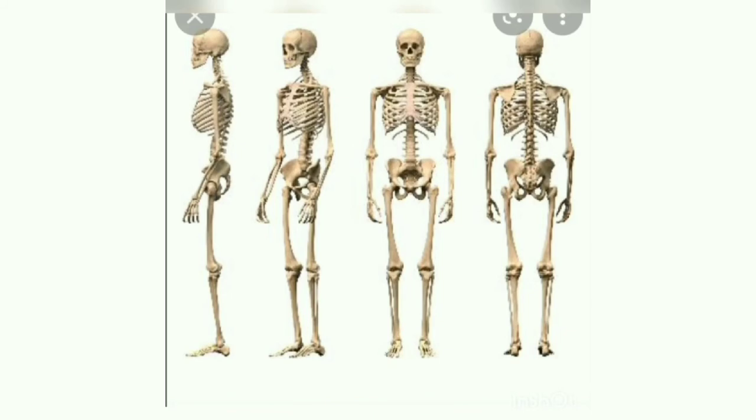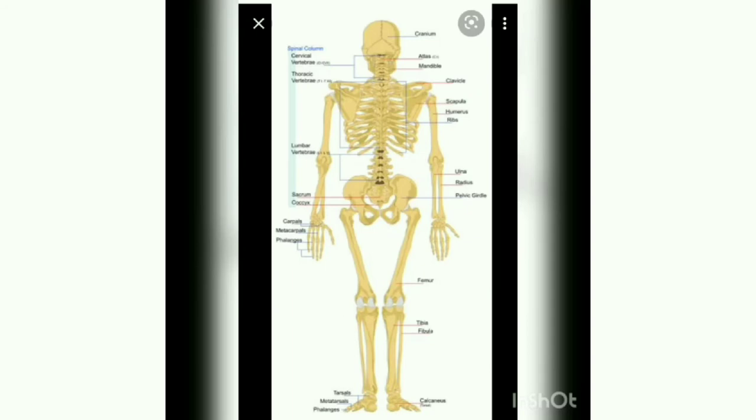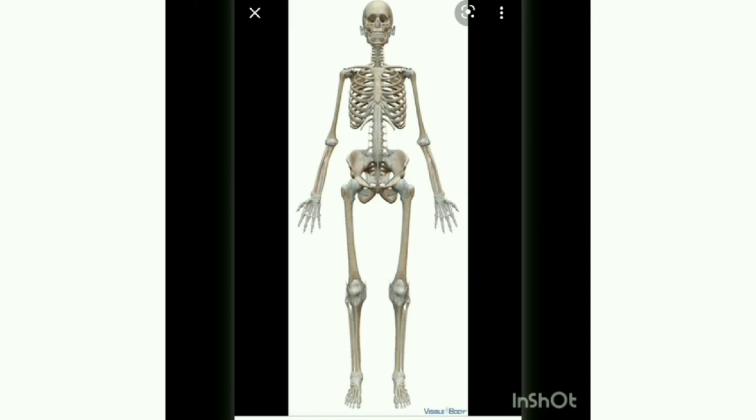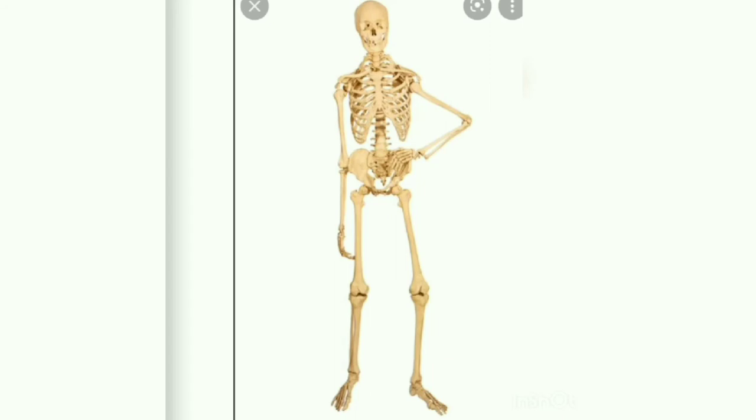Axial skeleton. The axial skeleton consists of bones of the skull, vertebral column, and ribcage. Skull. The human skull has 22 bones. All the bones of the skull are fixed except the lower jaw. These bones protect the brain and sensory organs. Vertebral column. It is made up of 33 ring-shaped bones which are called vertebrae.